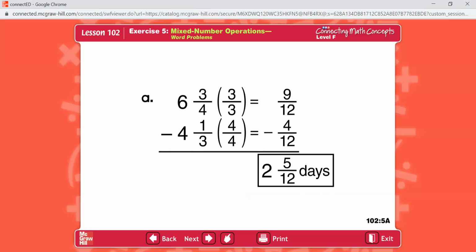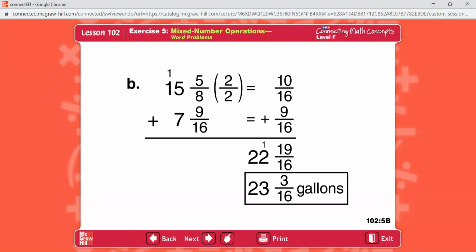Here's what you should have. Problem B. A fuel tank had 15 5/8 gallons of gas in it. 7 9/16 more gallons were poured into the tank. It was added in. How many gallons ended up in the tank? So this would be an addition problem. Pause the video now to work the problem. Continue when you're ready to check your answer. Here is what you should have.